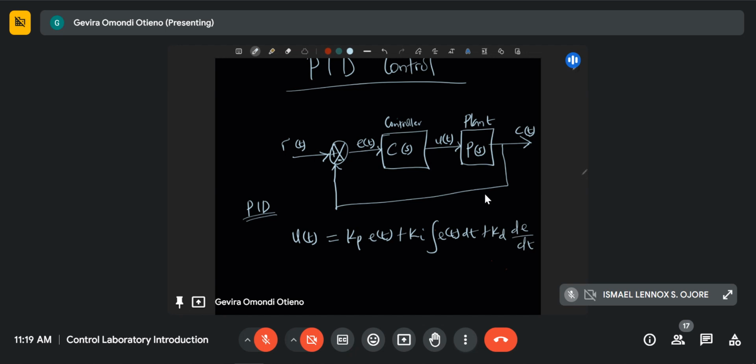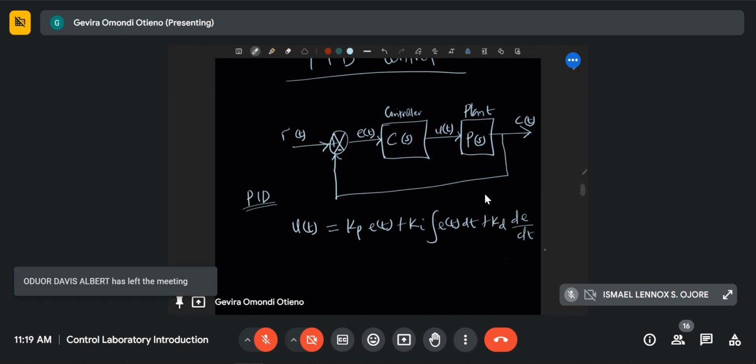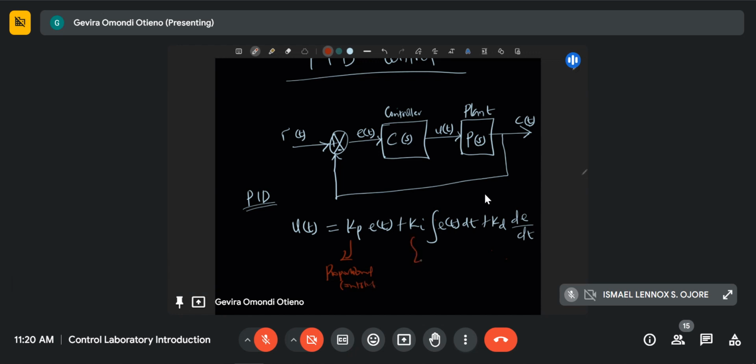Okay, so you will see here that we use this equation to represent the time domain for a PID controller, where U of t is the output and E of t is the input of the controller. But in the essence of the feedback system, it is the error signal. Okay, so this is the proportional constant. This is the integral constant. And of course, we've got the derivative constant.